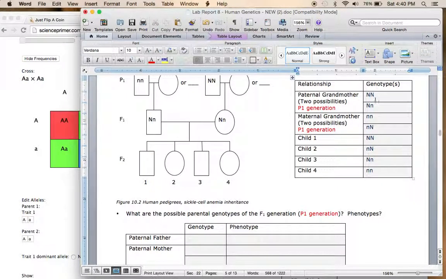Well, the genotypes have actually already been listed over here, and they're listed on the pedigree. So the paternal father would be this square up here. His genotype is homozygous recessive. So his phenotype is that he has sickle cell anemia.